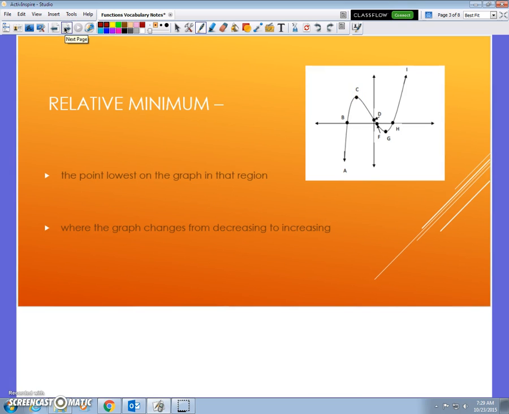A relative minimum is the lowest part of a graph in an area, where the graph goes from decreasing to increasing. So right here, this little fella. Now, sometimes people want to put where it crosses the x-axis. That's not the case. Okay, relative minimum is just the lowest part in that area. A relative minimum. So point G would be a relative minimum.